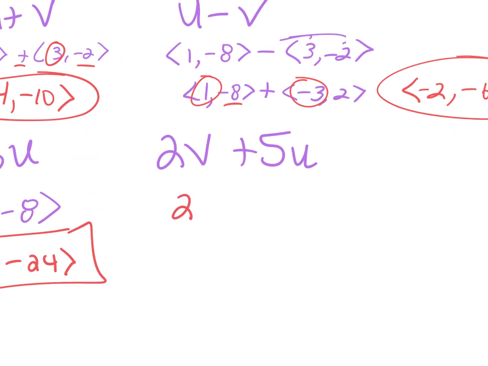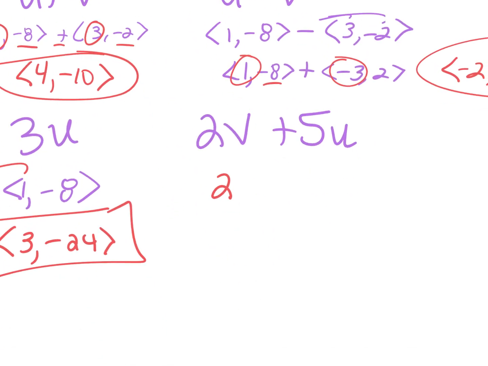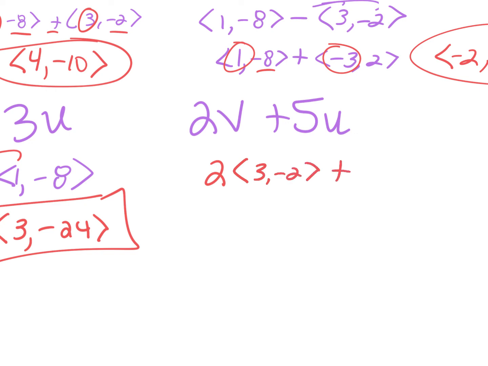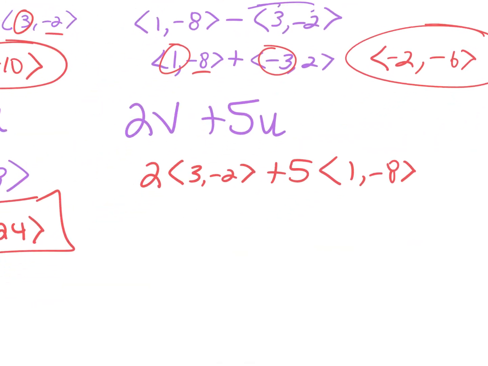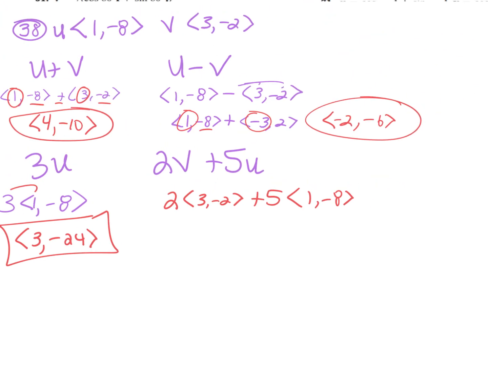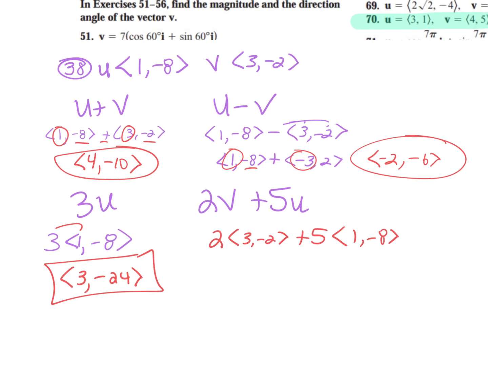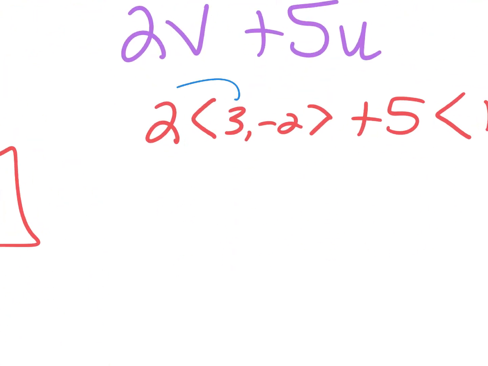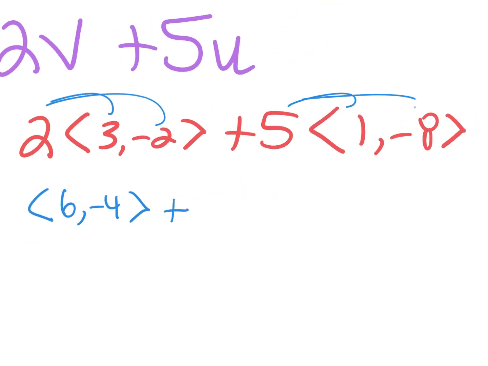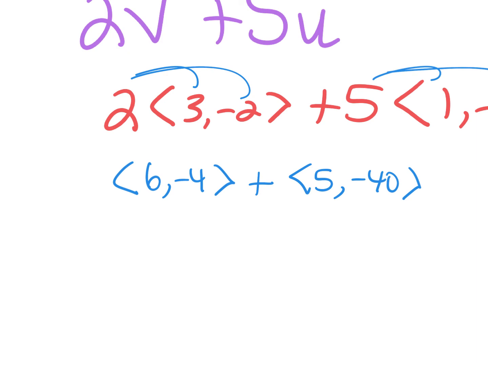For this one here, it's 2 times vector V. What is V? 3, -2. Plus 5 times vector U, which is 1, -8. Student: Isn't it -3, +2, because you flipped it earlier to positive? I flipped it here because we were subtracting. Oh, I distributed the negative. So distribute the 2. 2 times 3 and then 2 times -2. So it's 6, -4, plus distribute 5: 5, negative 40. Once you do your distribution, then we combine. 6 plus 5 is 11. Negative 4 plus negative 40 is negative 44.